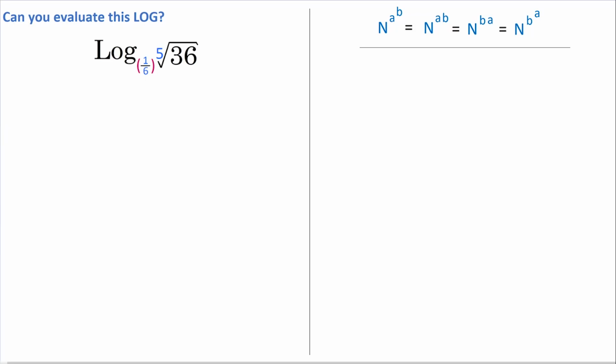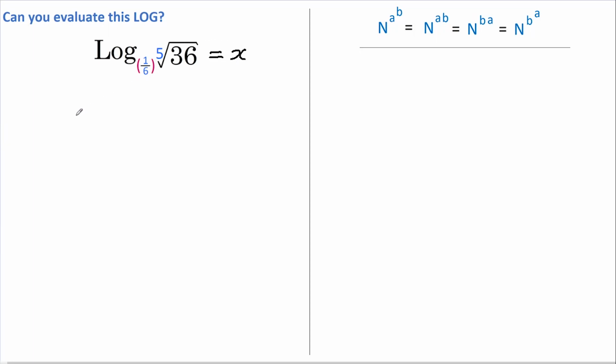Today we're going to evaluate this log expression, which has a fraction as its base and a fifth root in the argument. Okay, let's begin. The first thing I'm going to do is put this equal to x, where x is the exponent. This means we can rewrite this as the base to the power of the exponent equals the argument.